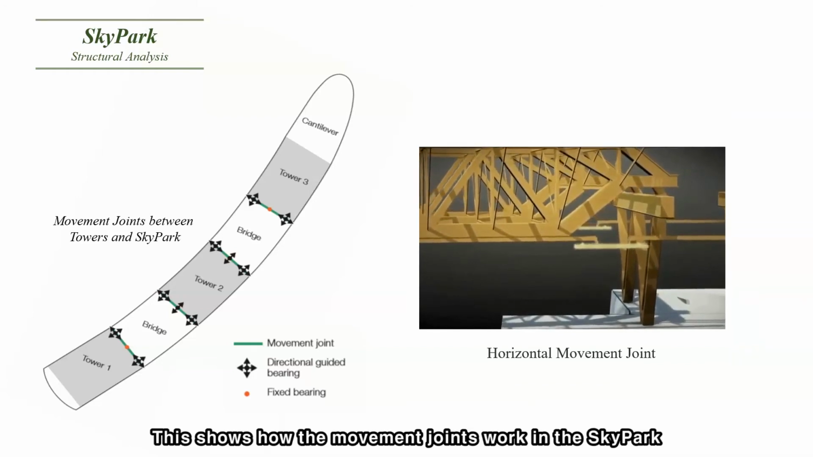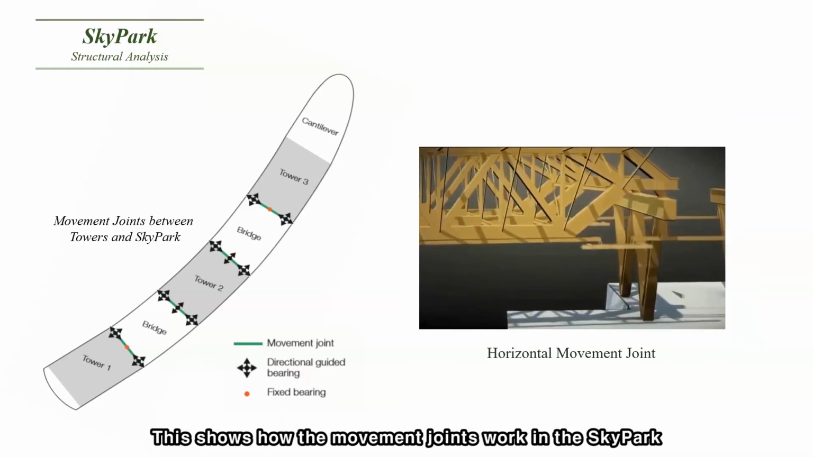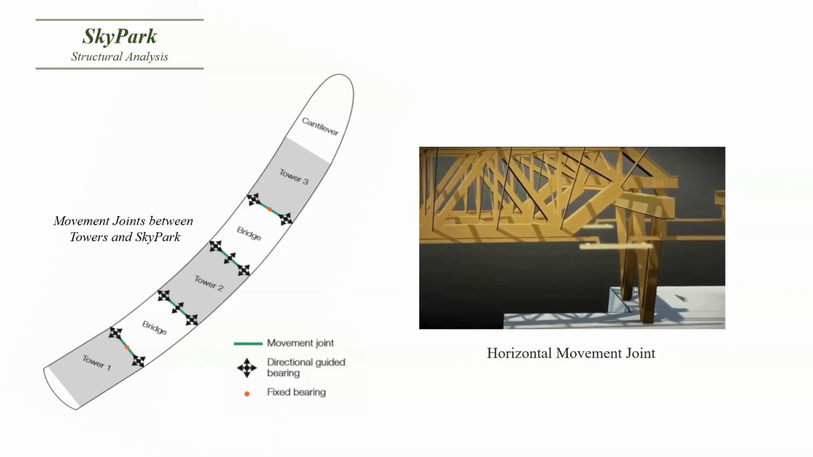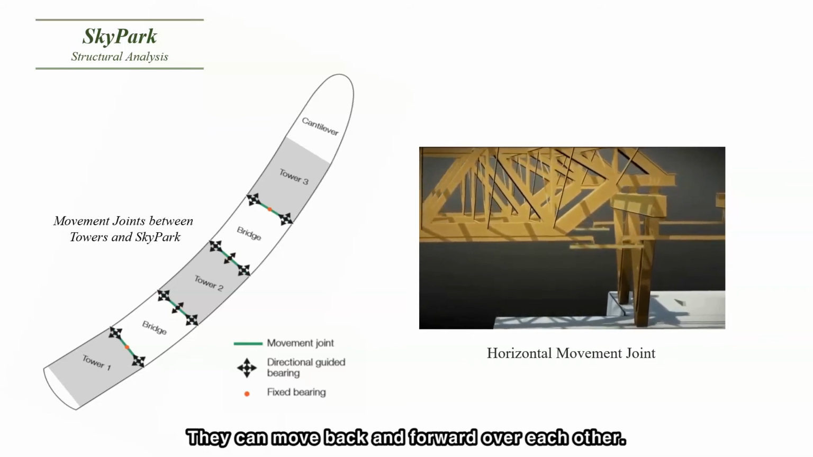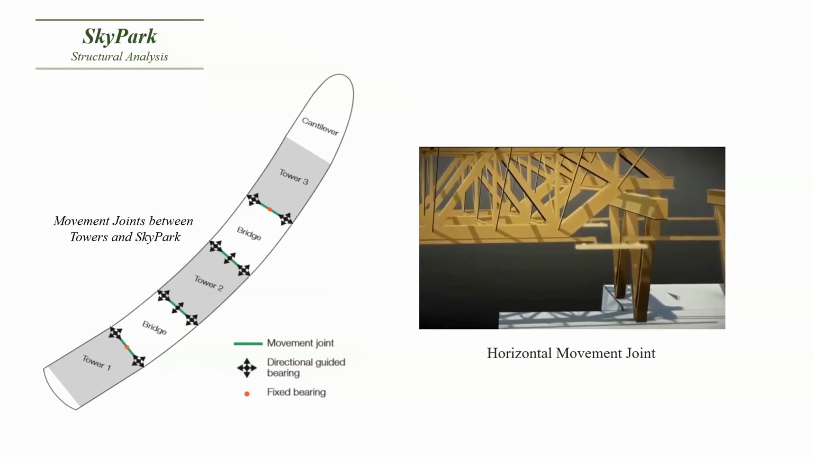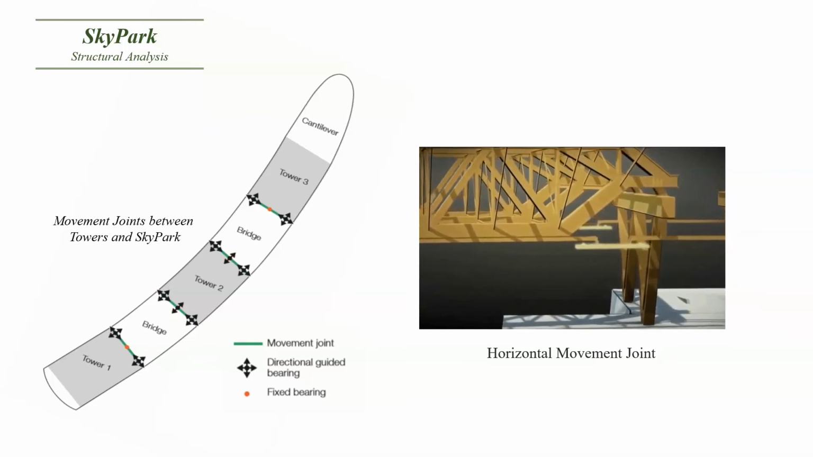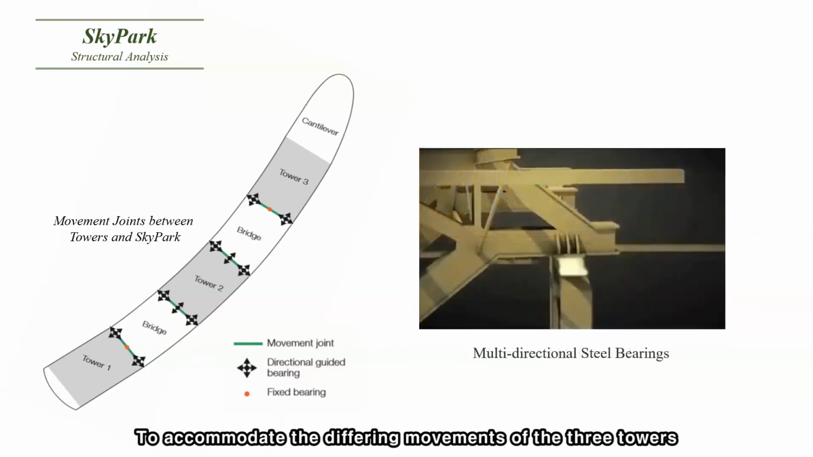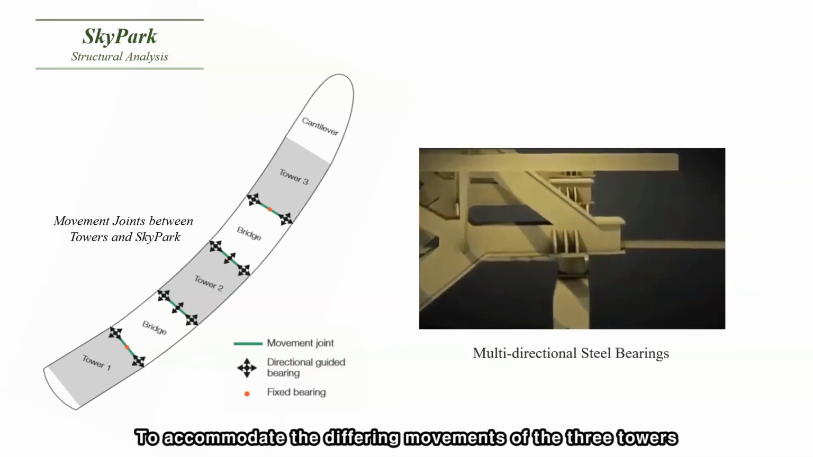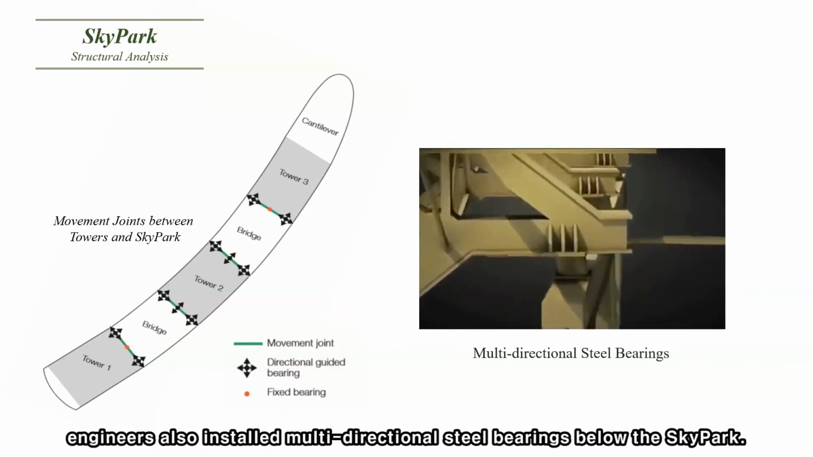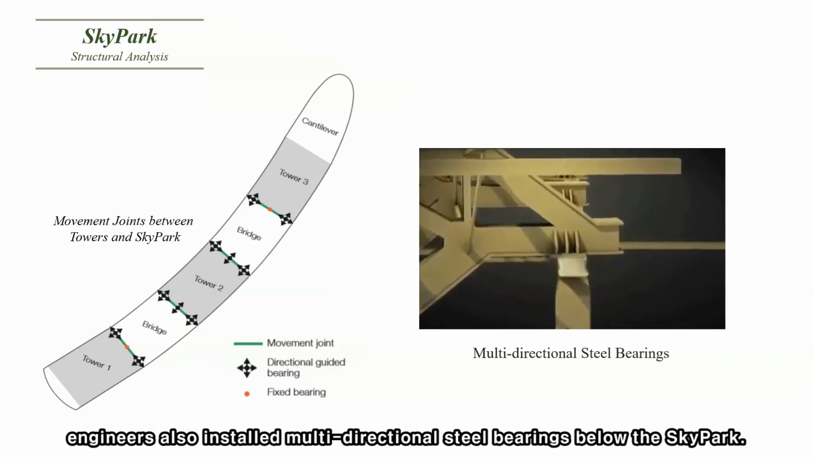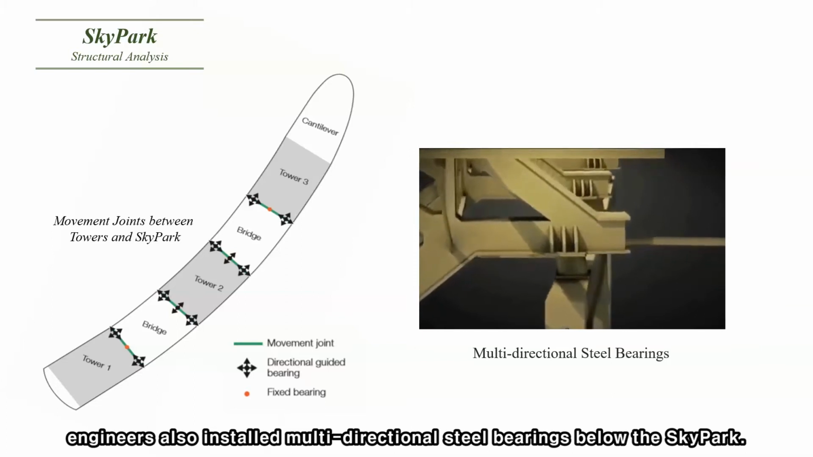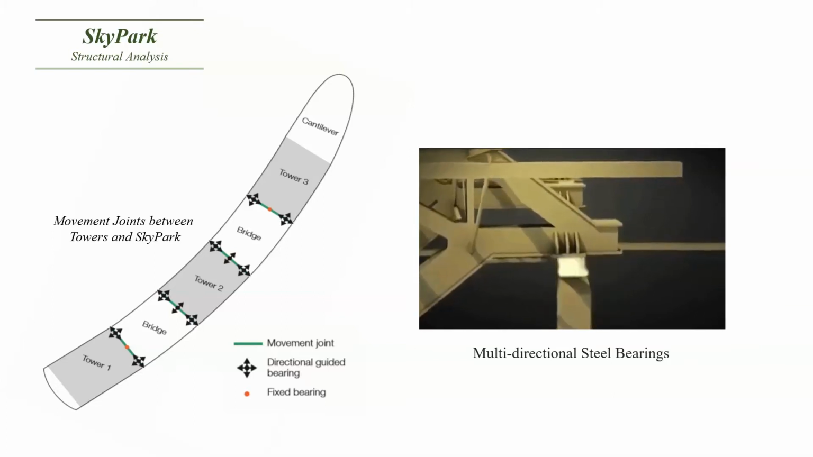This shows how the movement joints work in the Sky Park. They can move back and forward over each other. To accommodate the differing movements of the three towers, engineers also installed multi-directional steel bearings below the Sky Park.